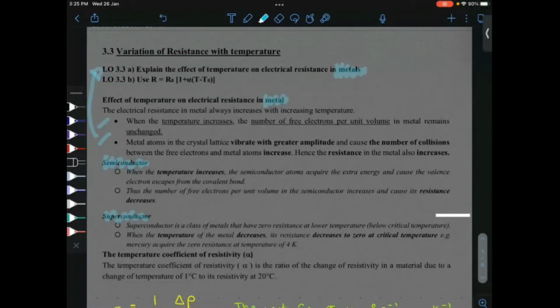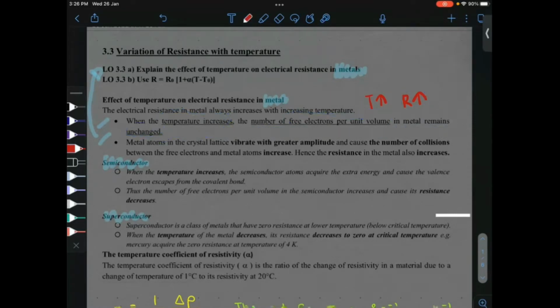Alright, so the electrical resistance in metal is always increases with increasing temperature. So maksudnya as your temperature increase, your resistance will increase. Okay, they are directly proportional. When the temperature increases, saya nak explain kenapa bila temperature increase, resistance akan increase ya. The number of free electron per unit volumes in metal remains unchanged.